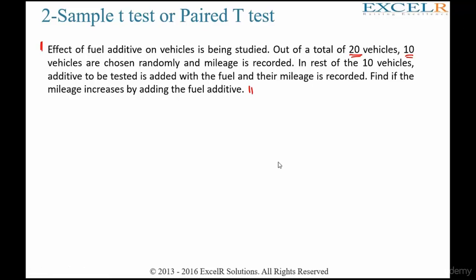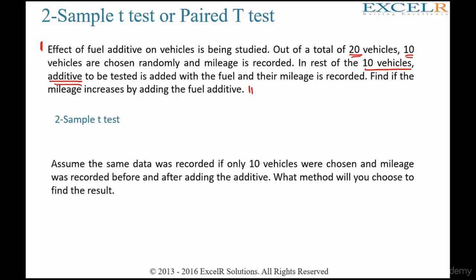Yep, I'm assuming you all got it right. It's two sample t-test because on 10 vehicles you're not adding the additive. On another 10 vehicles you're adding the additive and then testing. So these are not the same vehicles, these are two different sets of vehicles. The moment you have two different sets of vehicles, right, then the external conditions vary and hence we implement two sample t-test.